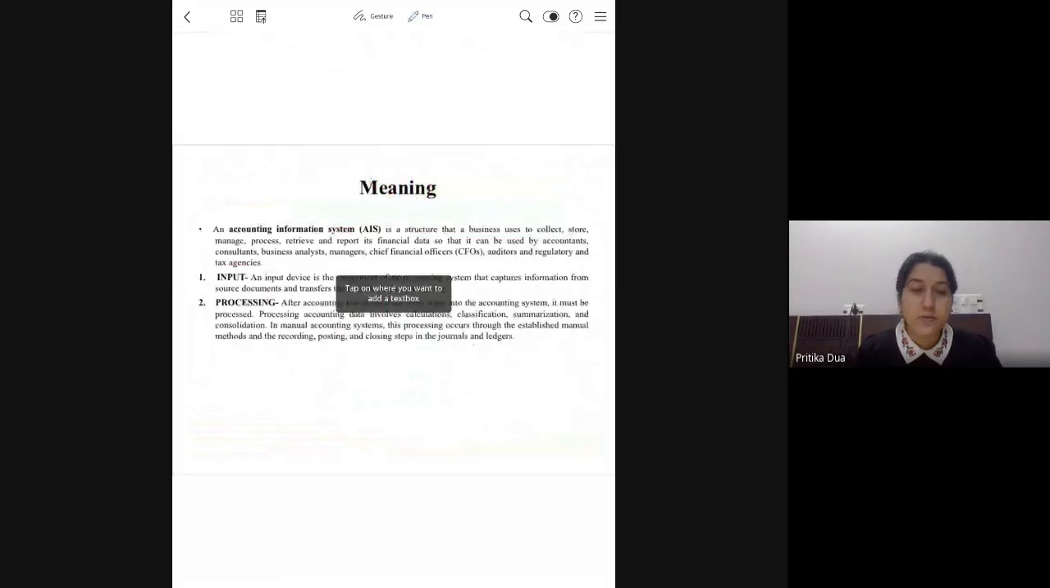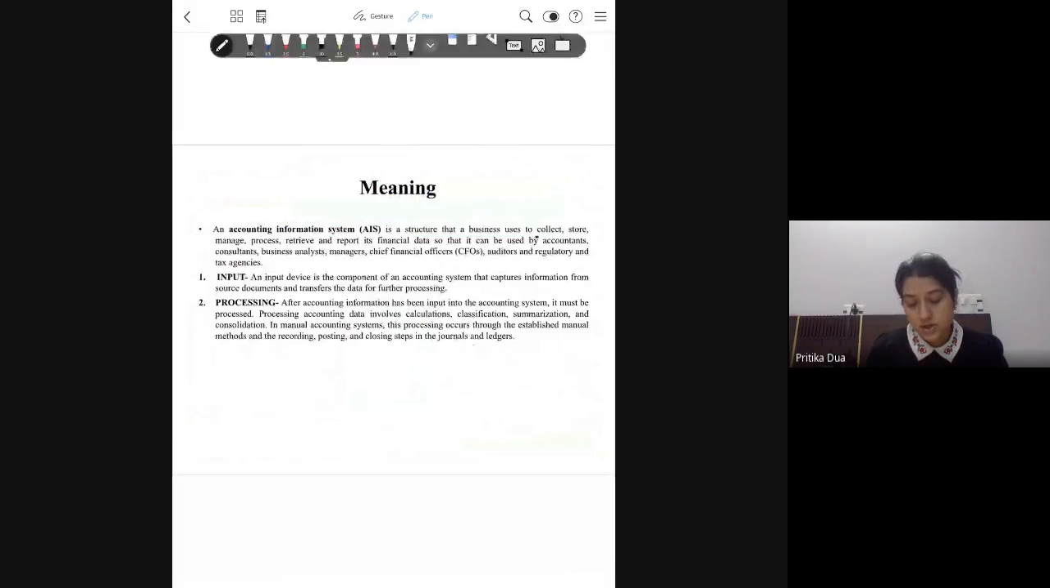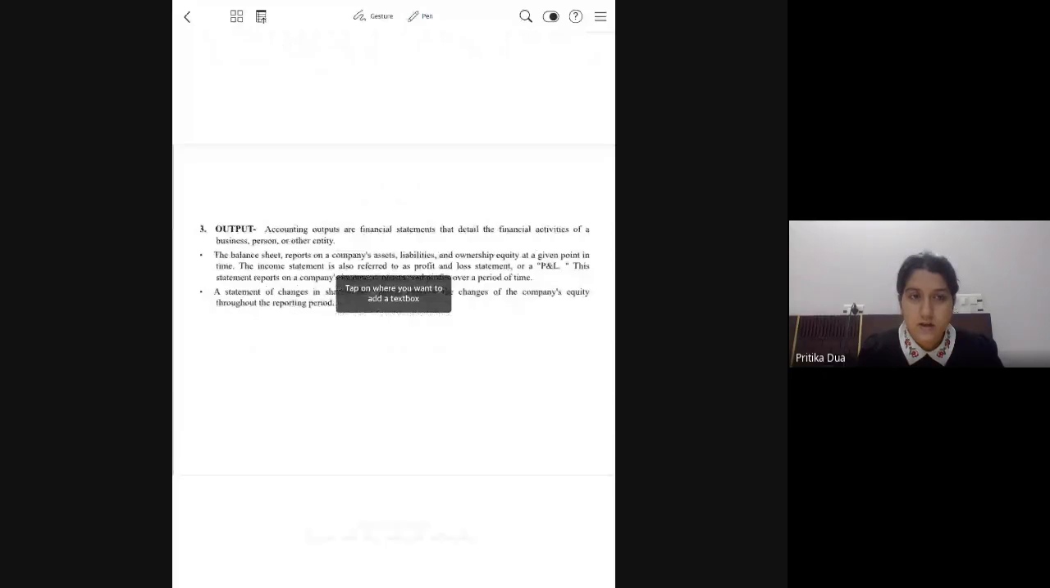So a structure used to collect, store, manage, process, retrieve and report financial data, which can be used by different parties for their decision making. That is the accounting information system. Then you're given the meaning of each of the steps here, how with the output the decision making process is facilitated.